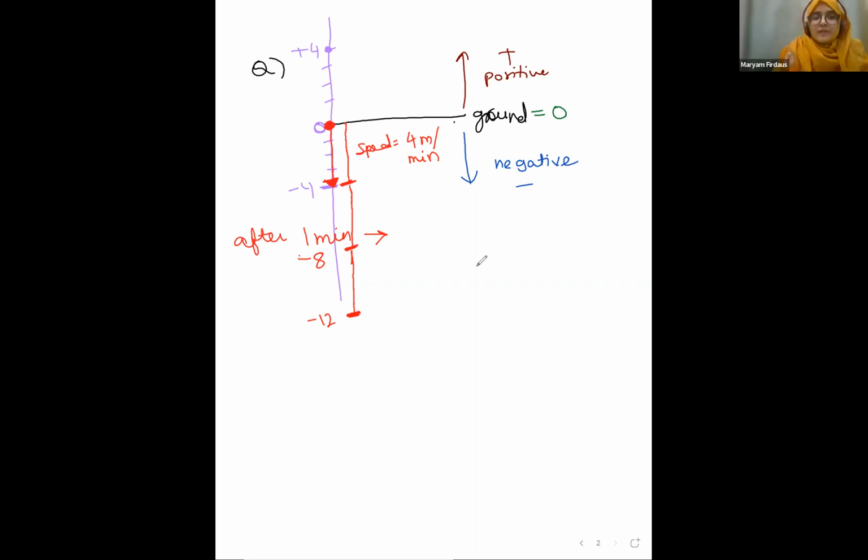Okay. So Hiba, I asked you after 1 minute, where will it be? You said minus 4 meters. After 2 minutes, you said minus 8 meters. After 3 minutes, you said minus 12 meters. Now, if I ask after 10 minutes, where will it be? What will you say?